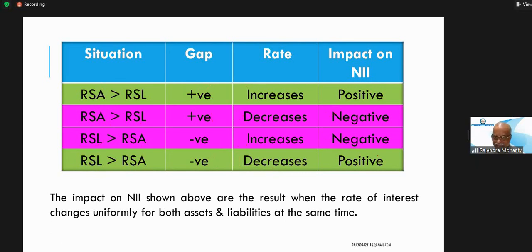Okay, so this is applicable only when a uniform rate of interest is increasing or decreasing for both asset and liability at the same time. If it is different, then this rule is not applicable. Then you have to apply your logic the way I have done: 100 plus or minus that, plus or minus that. So what is the impact?